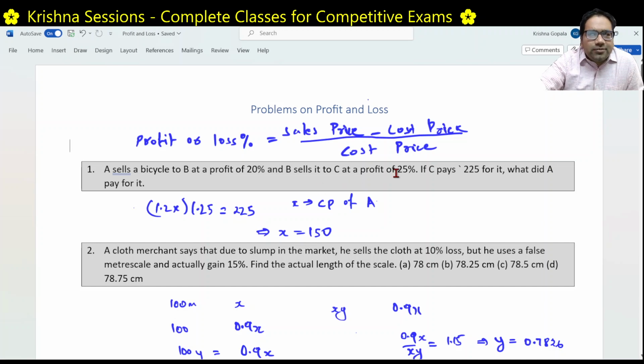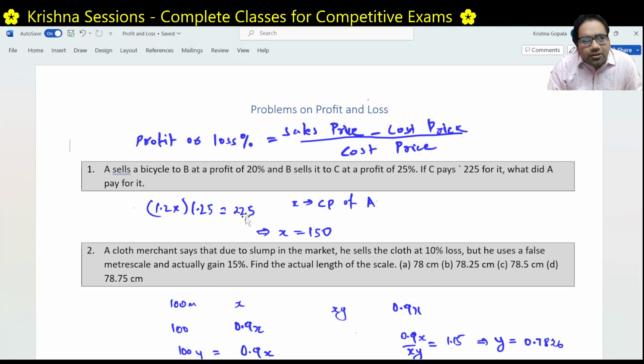Now B is selling it to C at a profit of 25%. That means C's price will become 1.25 into whatever is B's cost price, right? B's cost price is 1.2X. So the total becomes 1.2X into 1.25, which is equal to 225 rupees, what C paid. Right. What does X become? 1.2 into X into 1.25. X becomes 225 divided by 1.2 divided by 1.25, which gives X equal to 150 rupees.